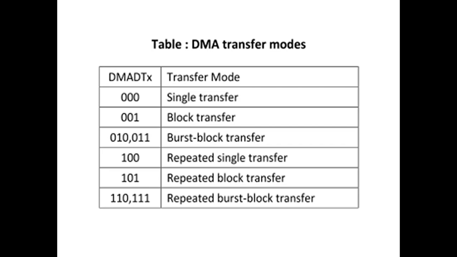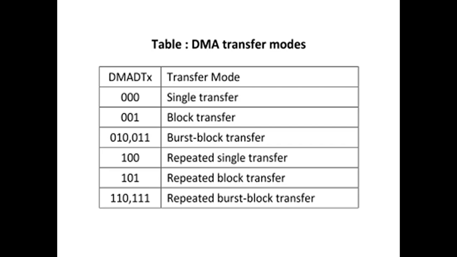Like that, we can use any one of the transfer modes, either single transfer, block transfer, or burst block transfer. The same thing is repeated for single transfer, block transfer, burst block transfer by selecting any one of the DMA data transfer modes. Here, the data will be transmitted as byte to byte, word to word, byte to word, or word to byte. Whenever transferring from byte to word, the upper byte of the destination will be cleared.